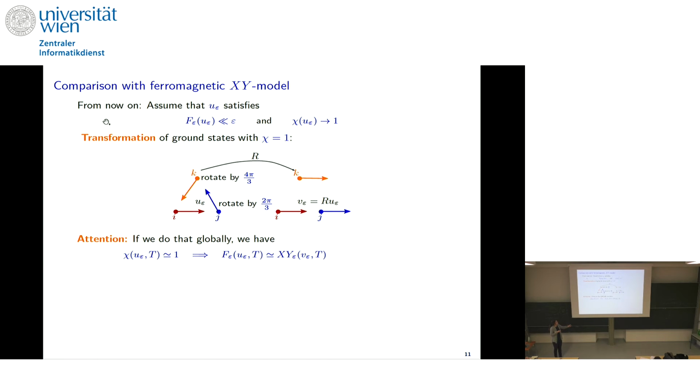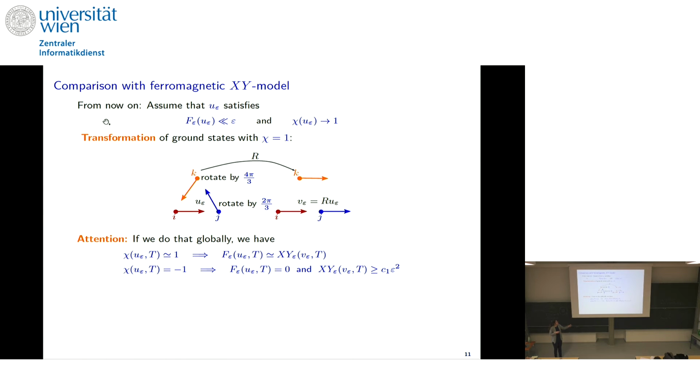So if we do that globally, not only for those triangles where I have ground states of chirality 1, then this is a very nice transformation if I'm close, let's say, to chirality 1. But it is a very bad transformation if I'm far away from the ground state of chirality 1. And it's a very, very bad transformation if you are at a ground state of chirality -1.